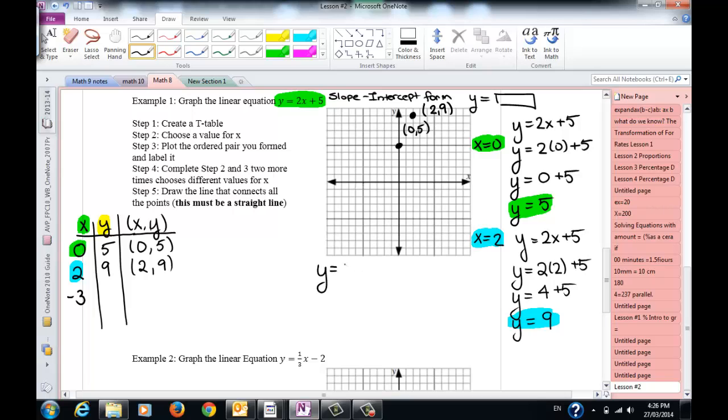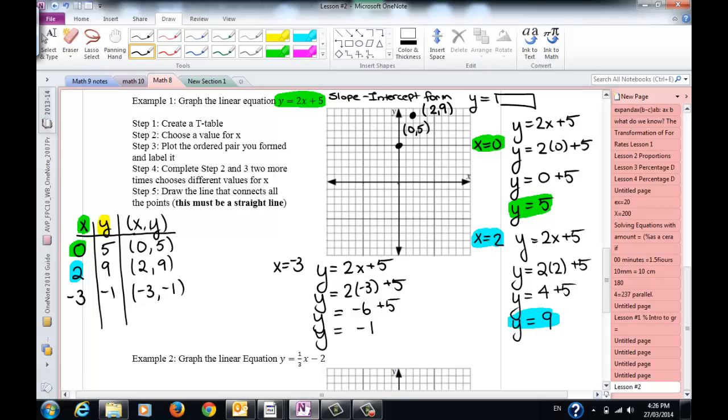Just for some extra room, I'm going to come here. And my x value is x equals negative 3. Okay, so y equals 2 multiplied by negative 3 plus 5. Y equals negative 6 plus 5. Y equals negative 1. So when x equals negative 3, y equals negative 1.